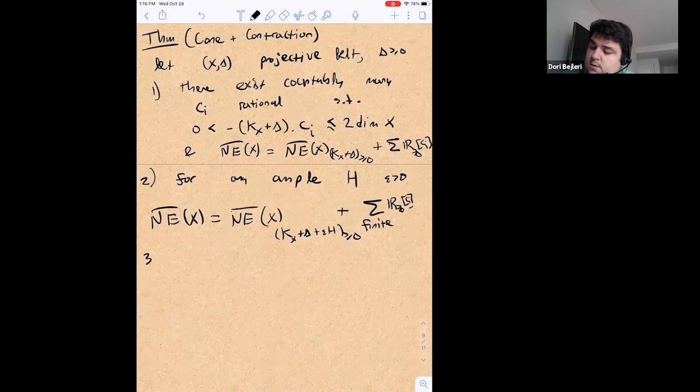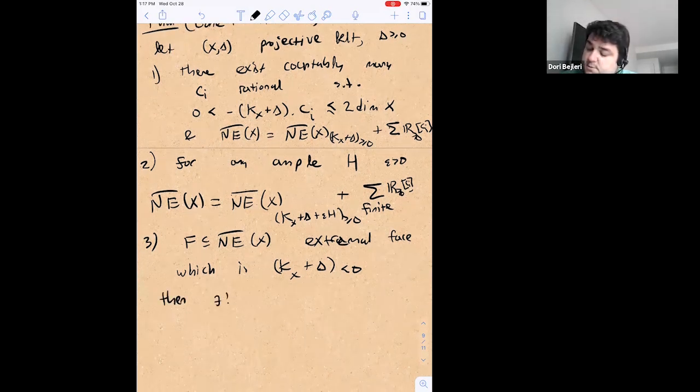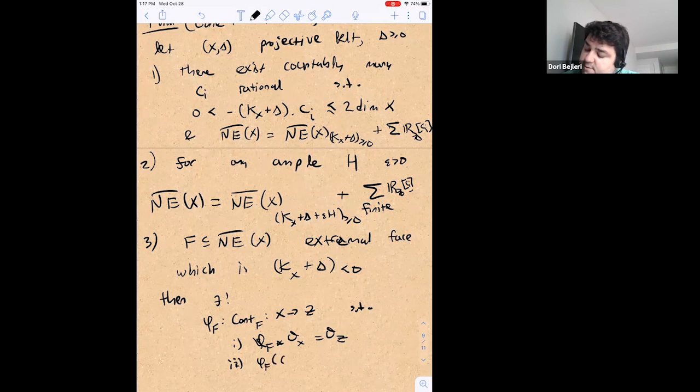And then three, we have contractions. So if F in NE(X) is an extremal face which is KX plus delta negative, so it's spanned by some finite collection of these countable rational curves C_i, then there exists a unique morphism, phi_F, also called the contraction of F, from X to Z, such that phi_F lower star of O_X equals O_Z, and phi_F of a curve is a point if and only if the class of the curve is in our face.